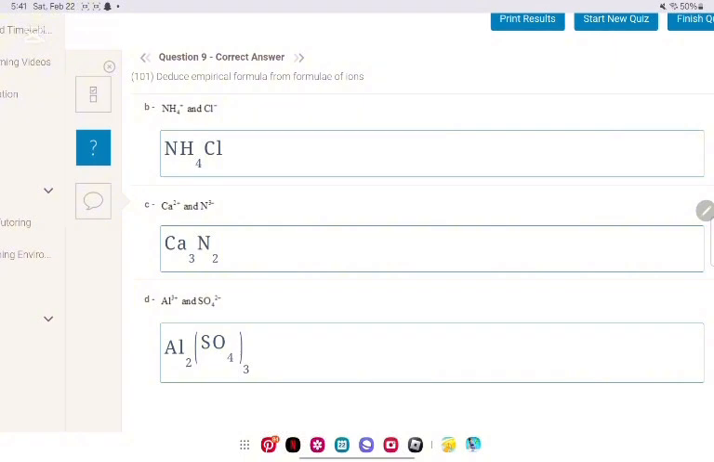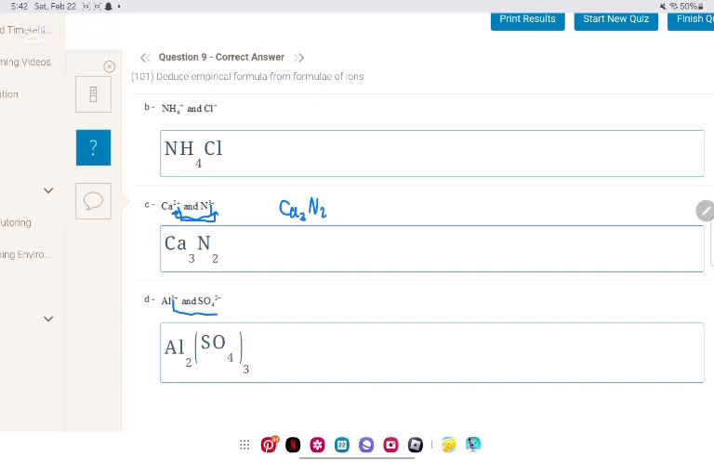Okay, now here you're gonna drop and switch because they have different charges and different numbers. You can only drop and switch, by the way, when you have one capital letter. If you have 2 capital letters, you can't drop and switch. So the 3 is gonna go here and the 2 is gonna go here, so it's gonna be Ca3 and N2.